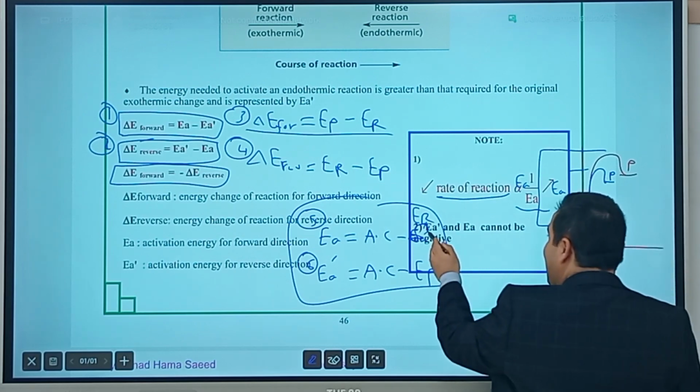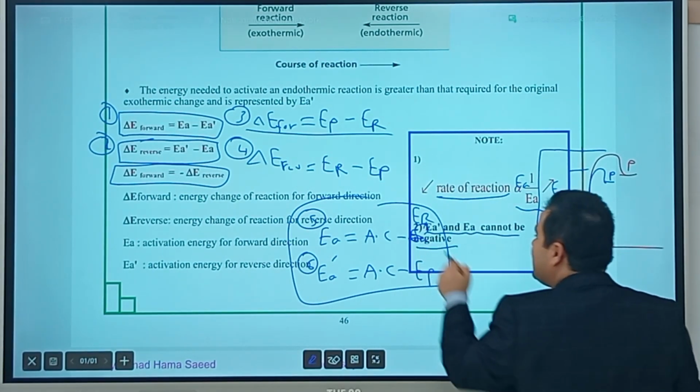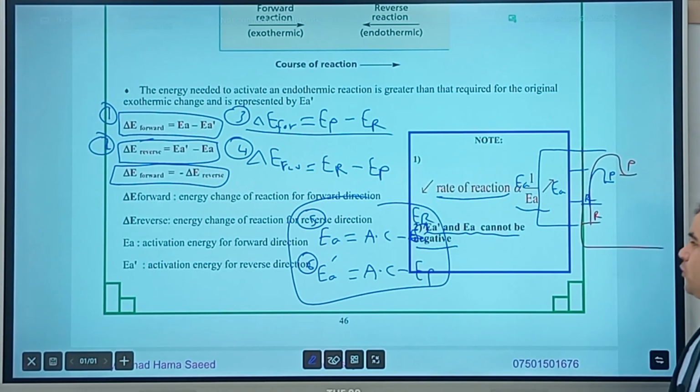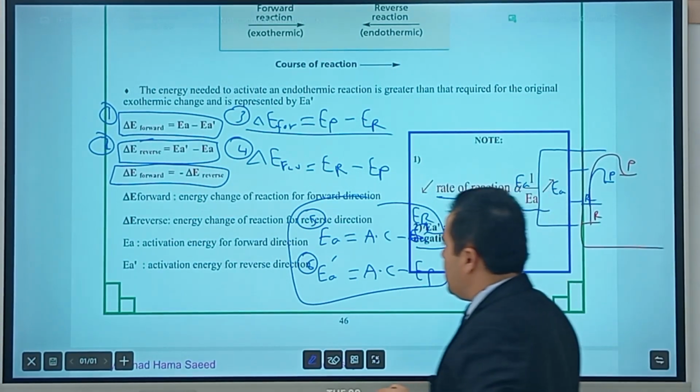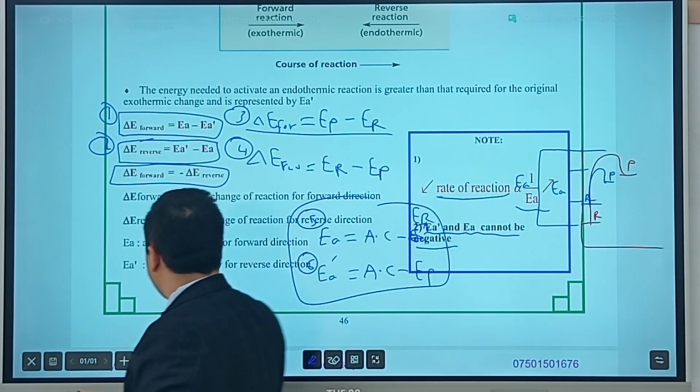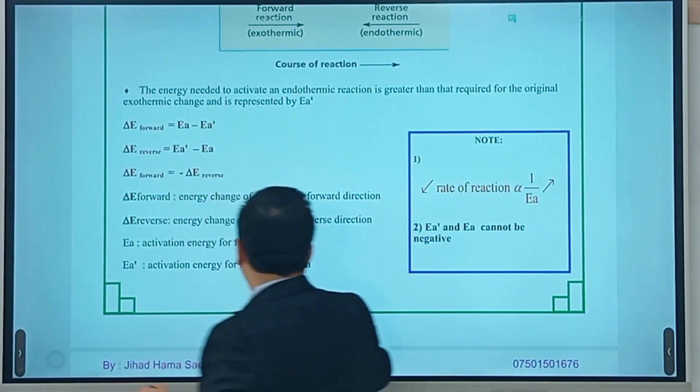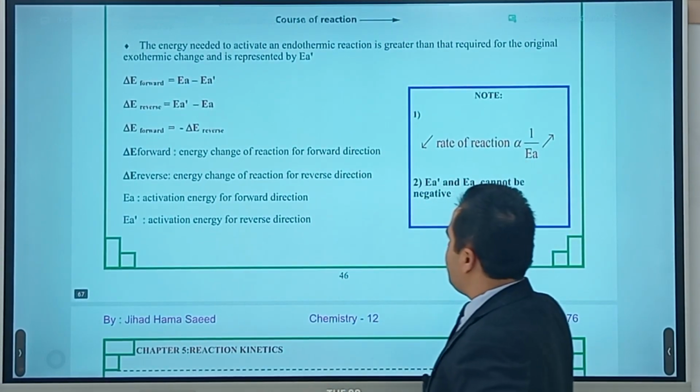And another note, EA and EA prime cannot be negative values, guys. You have to know that these two quantities cannot be negatives.